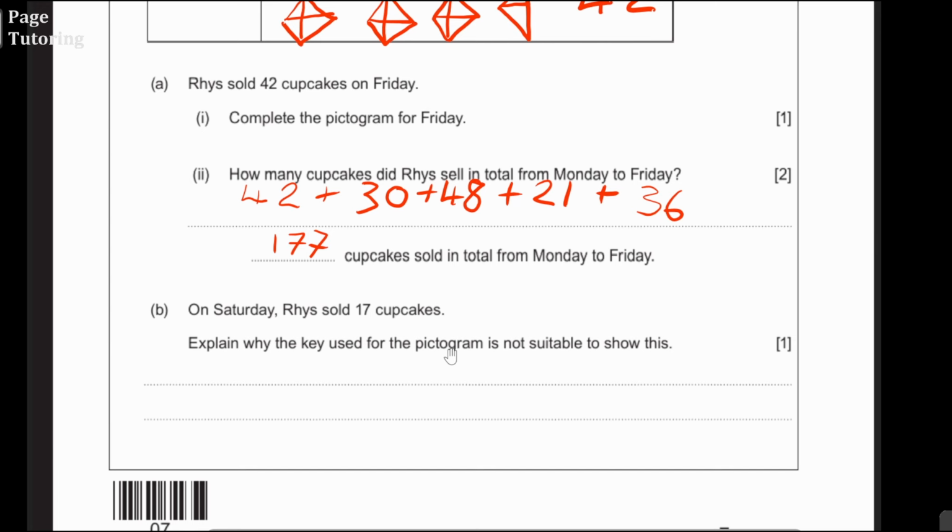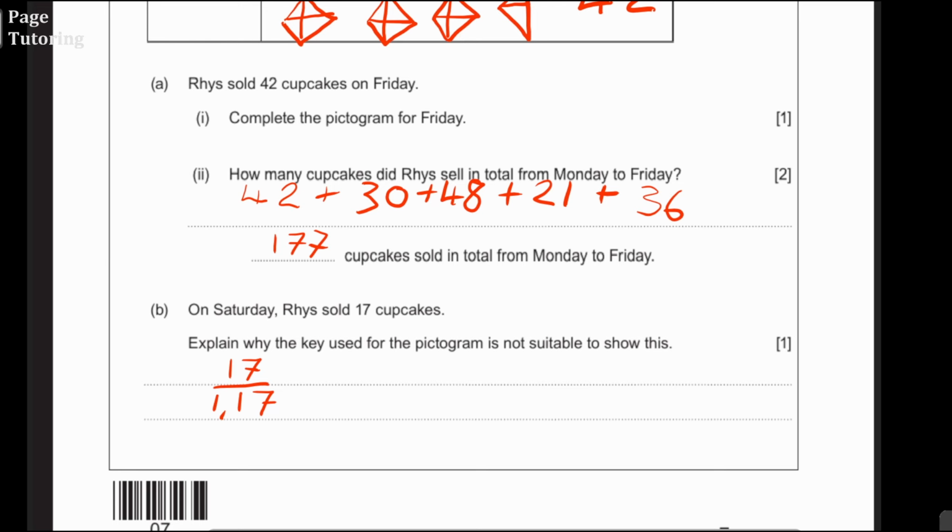Part B. On Saturday, Reese sold 17 cupcakes. Explain why the key used for the pictogram is not suitable to show this. So let's think about 17 and let's think about the factors of 17. So we could do 1 and 17, and then that's where we stop because 17 is a prime number.